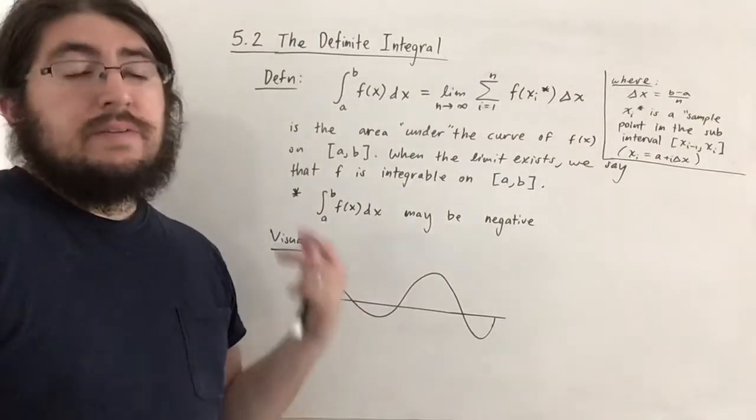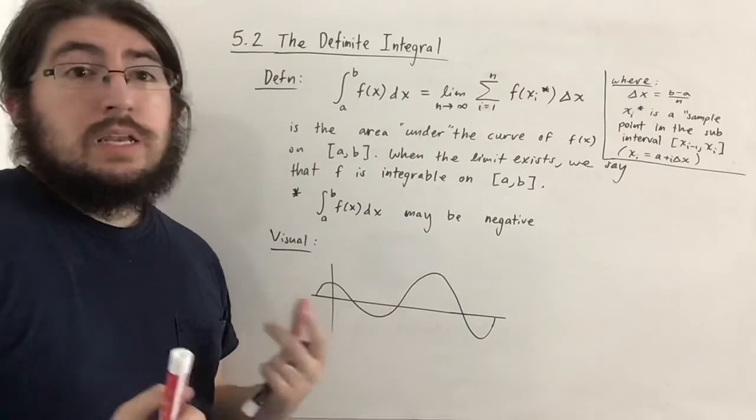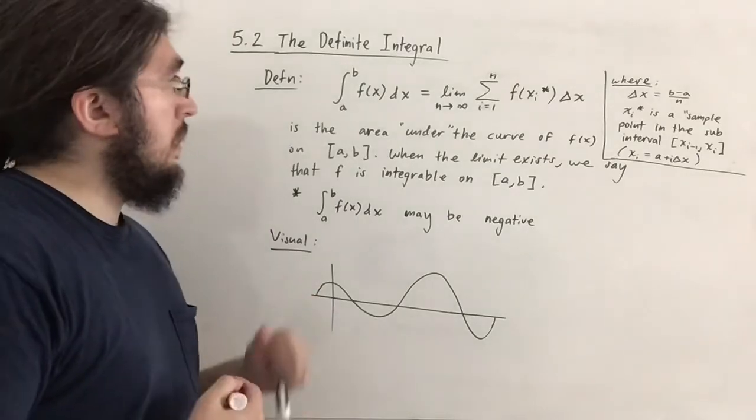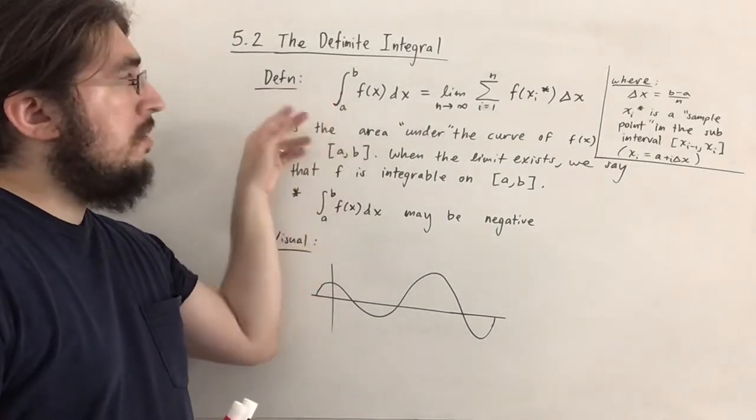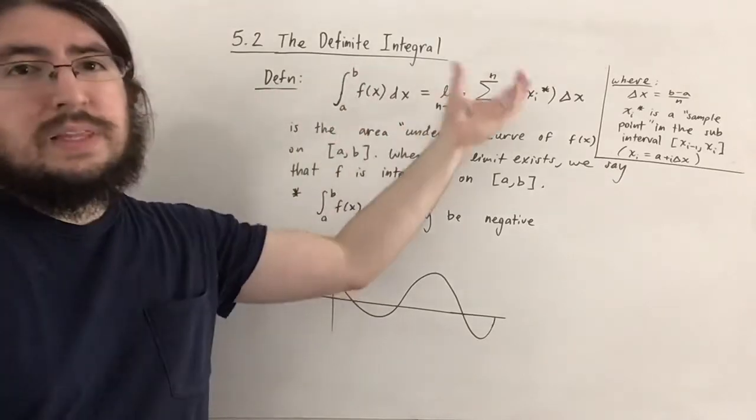Everyone, this is 5.2, which is a discussion on the definite integral. There's a lot to discuss here, so let's get right to it. So the definite integral from a to b of f of x dx is defined to be this limit.